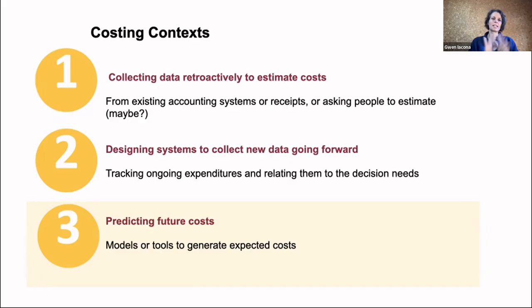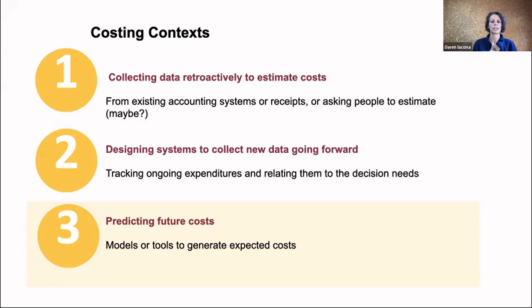But back to these costing contexts, I essentially see that there's three costing contexts where we can think about starting a new project to collect some information, to use it in analysis to support a decision, or to understand some more about a system. So the first context, which is what we will talk about shortly, is collecting data retroactively to estimate costs. So this is, say, there's something that's been going on. There are existing accounting systems out there, or people who've been working in the system that you can collect their receipts or ask them to estimate the costs for.